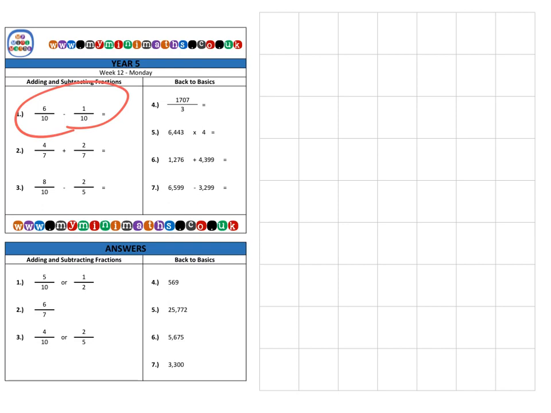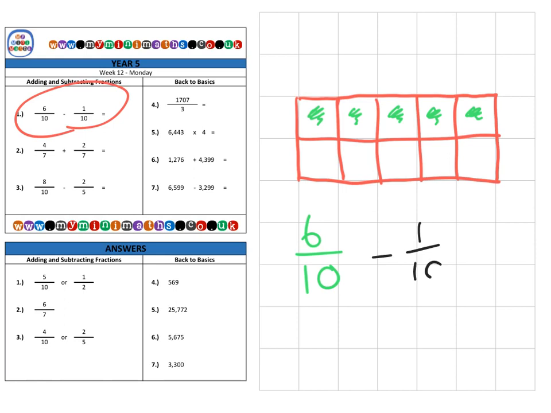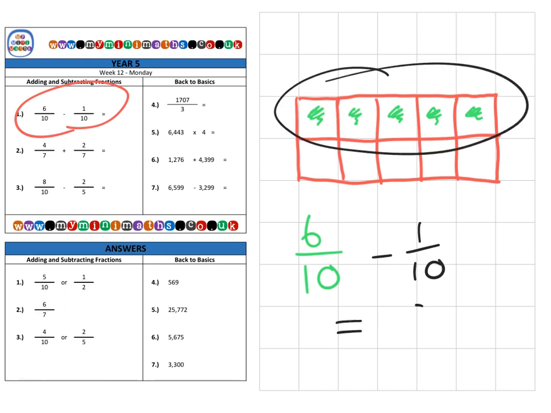1/10. So first of all, if I take a chocolate bar with 10 blocks in it. Here we go. Right, we can see that this chocolate bar is made up of 10 different parts. So if we have 1, 2, 3, 4, 5, 6 of those, so there's my 6/10, and I'm going to subtract one of them. So if I remove one of them, we are left with 5 out of the 10, or we can also say a half.